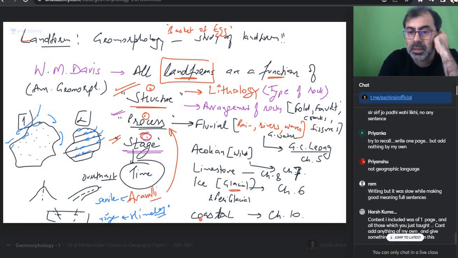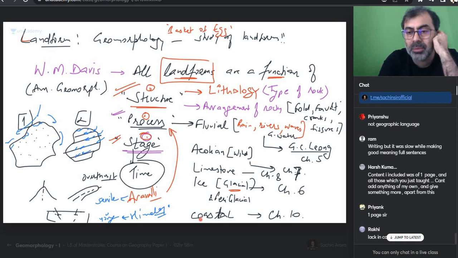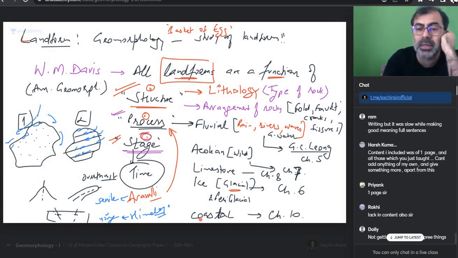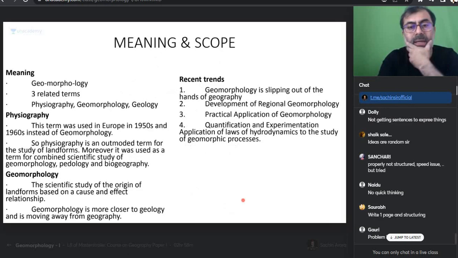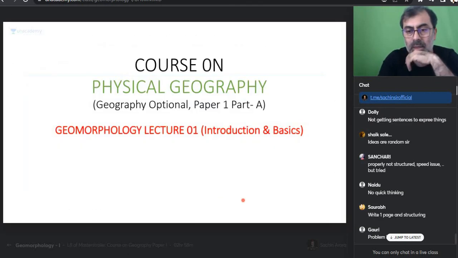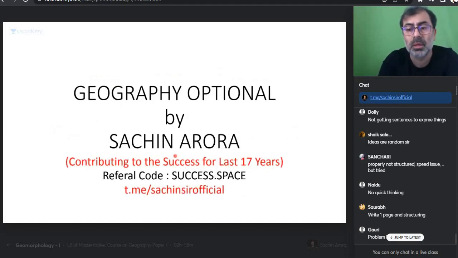Okay, Ram. Harsh says content is included, was one page. सब तो one page में ही हो गया. Can't add. So elaborate करना नहीं आता है. Okay, everyone. Ideas are too random, sir. Ideas are random. Gauri had a problem in structuring. So people who are listening to me in recording, you also make note. You write on your sheet what was the problem, because this is a real exercise.